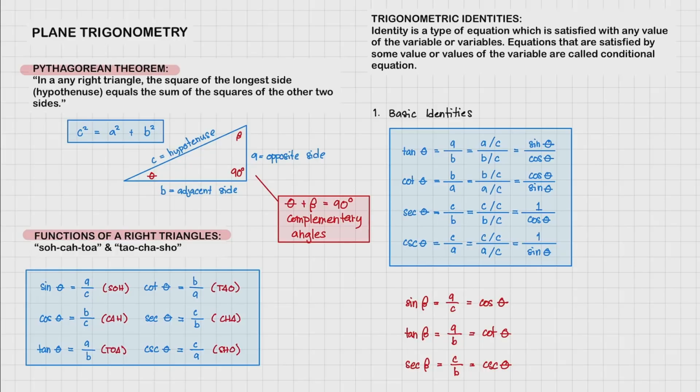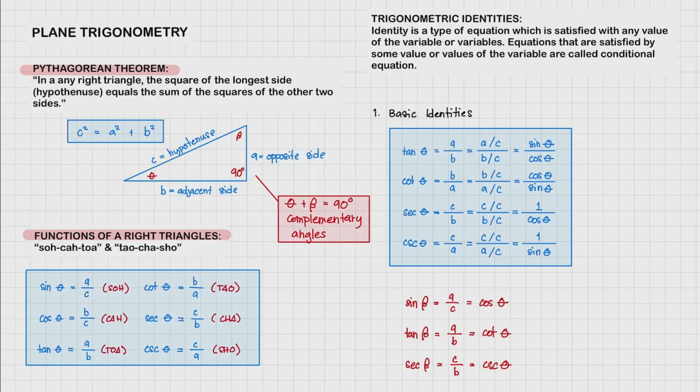Alright, so let's discuss some basic identities. Let's check out tangent theta. Tangent theta, TOA, is opposite over adjacent, so you have A over B. If we divide the numerator and the denominator by C, it becomes A over C over B over C.